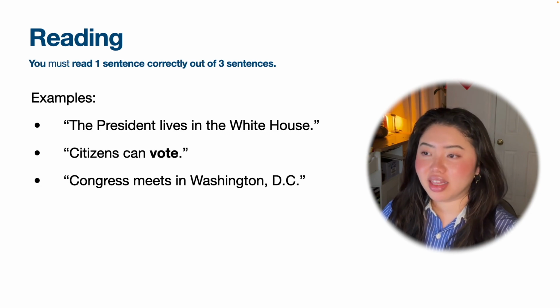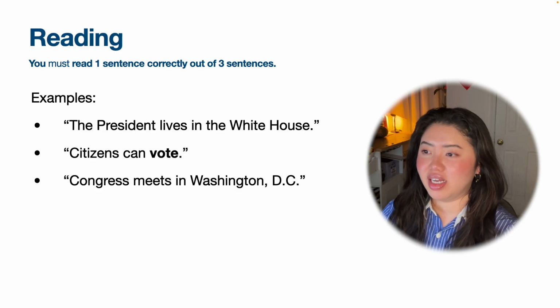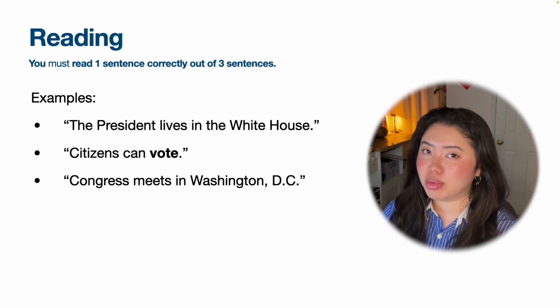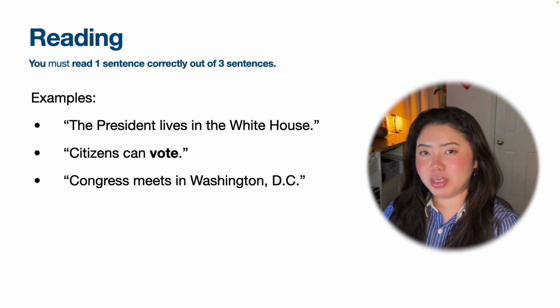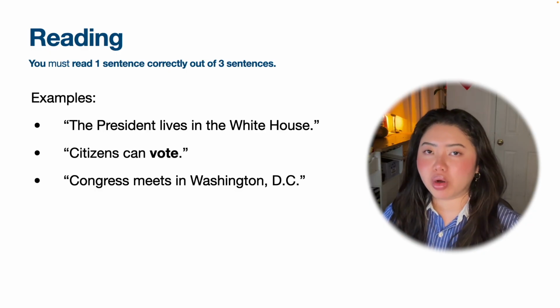The president lives in the White House. Good. Citizens can vote. Congress meets in Washington, D.C. If you had trouble saying any of these three lines, just go back a little bit at the bottom of the video so you can repeat. It's important that you speak clearly.